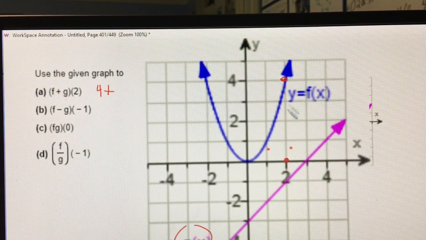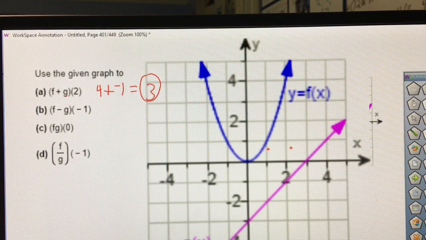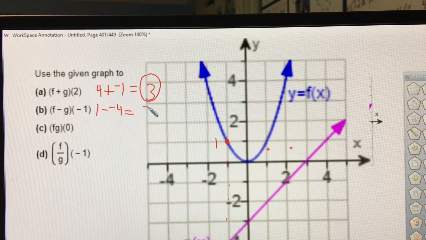That's g of x. See how the g's there? And the red graph value at x equals 2 is negative 1. So 4 plus negative 1 equals 3. Let's see what happens when I want to do f minus g of negative 1. So I go to x value negative 1 and go to the graph, and that y value is 1. So that's going to be 1 minus something. And I go down to the x value, 1, 2, 3, negative 4. So 1 minus negative 4 is going to equal 5.